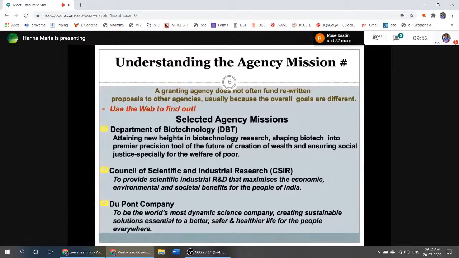DuPont Company, I had a project from DuPont Company in US, an industry project. They fund only projects of their company's interest. So you have to really understand. I went to US for a conference, then I was invited by DuPont company. I gave a talk and they understood my work. We had a discussion. Eventually, I got a 3 years project funded by DuPont. So every agency has their own interest. Next slide, please.